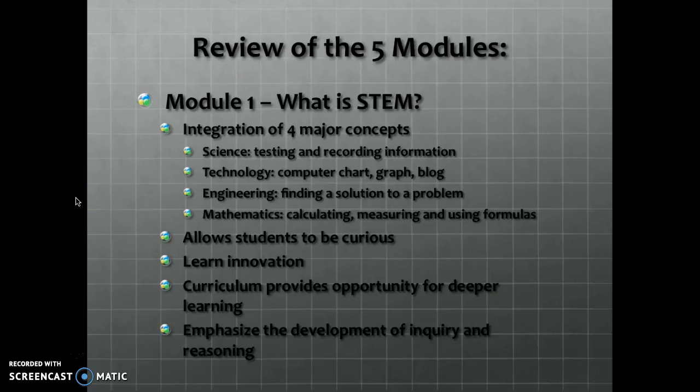Also in this module, this activity would allow students to be curious. They would be learning innovation. The curriculum provides opportunity for deeper learning, as they would be discovering learning on their own. And emphasis on the development of inquiry and reasoning would be found in this activity.